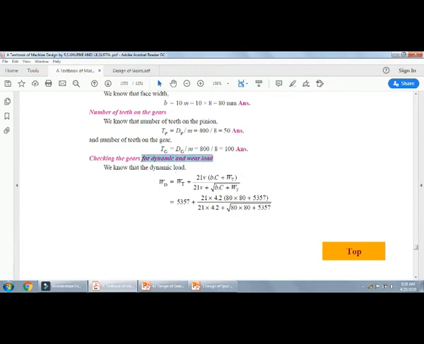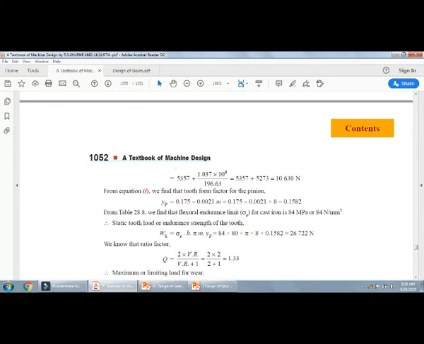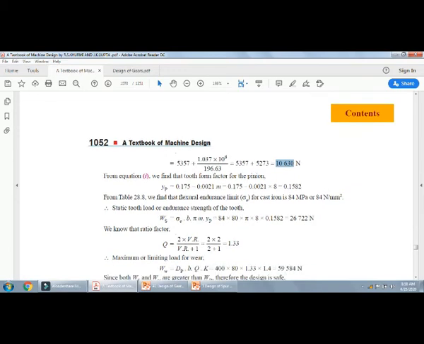Now, checking the gear for dynamic as well as wear load. So we know that the dynamic load Wd is equal to Wt plus this relation Wi. We will put the values here. So Wd will be equal to 10,630 Newton. From equation 1, we find the tooth form factor for pinion Yp. So Yp is equal to this one.